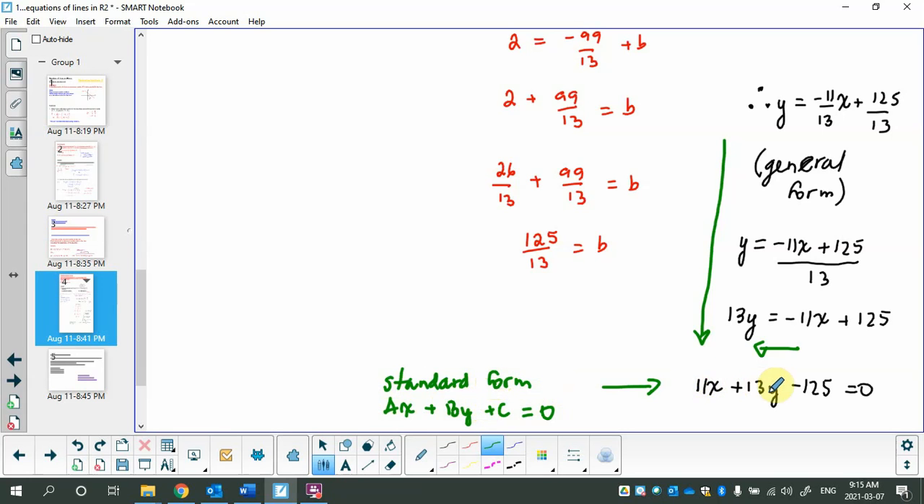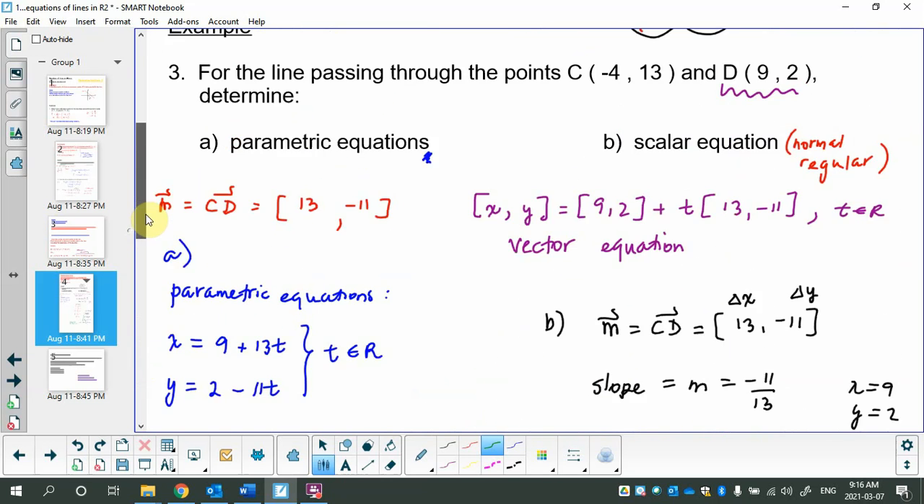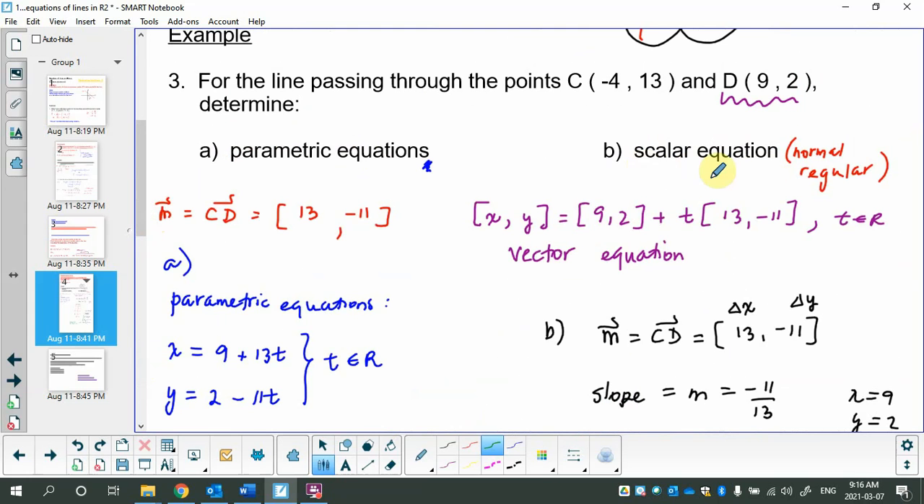So the only thing you do have to double check right now is that you can't reduce this. So can you divide 11 and 13 and 125 by the same number? If you can, you're supposed to do it. I can't, so I leave it and I'm done. And that's my standard form versus my general form. Notice that this particular question doesn't tell you which form it is. It just says find a scalar equation. So it's kind of your choice. All right, next slide.